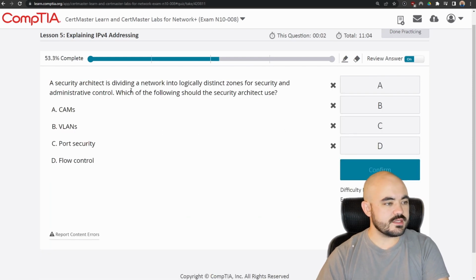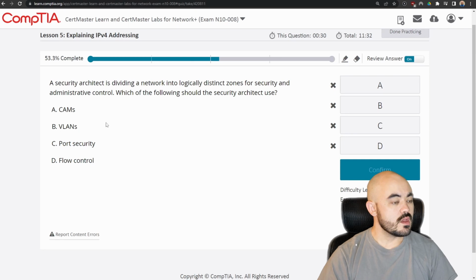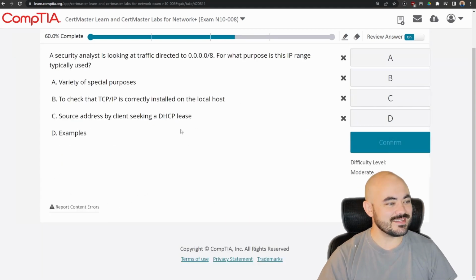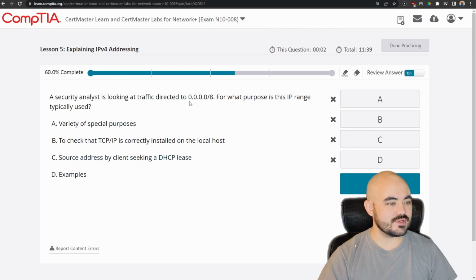A security architect is dividing a network into logically distinct zones for security and administrative control. Which of the following should the security architect use? I'm going to go with VLANs, Virtual Local Area Networks. And that is correct. Here are the explanations. If you'd like to read them, pause the video. A security analyst is looking at traffic directed to 0.0.0.0/8. For what purpose is this IP range typically used? This would typically be a broadcast address.